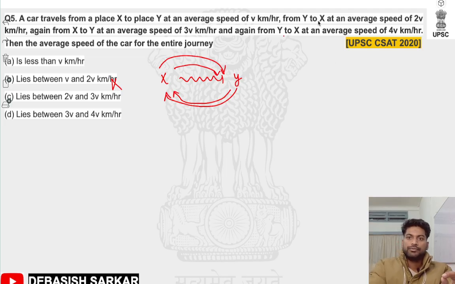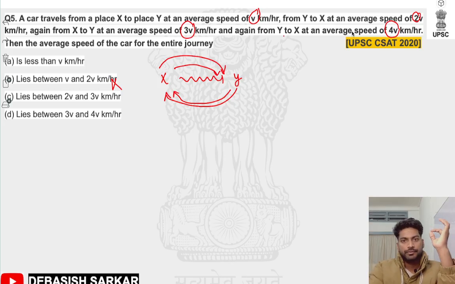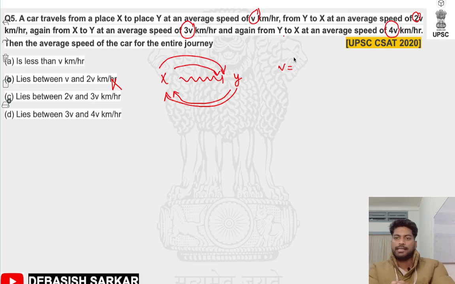First time their speed was V, second time their speed was 2V, third time their speed was 3V, and fourth time their speed was 4V. Now look, you don't have any speed or any time, so just assume for now. Assume V as a number, the best number I can say, maybe 10. So 2V will be 20, 30 and 40.